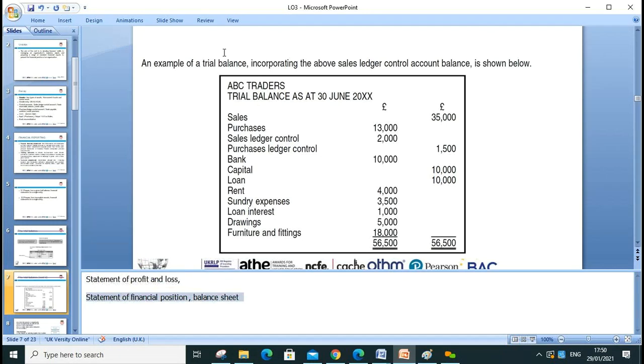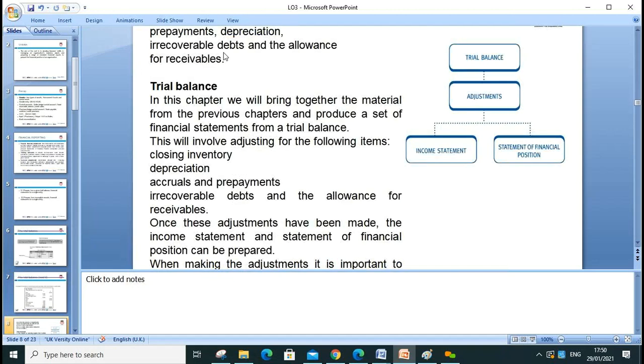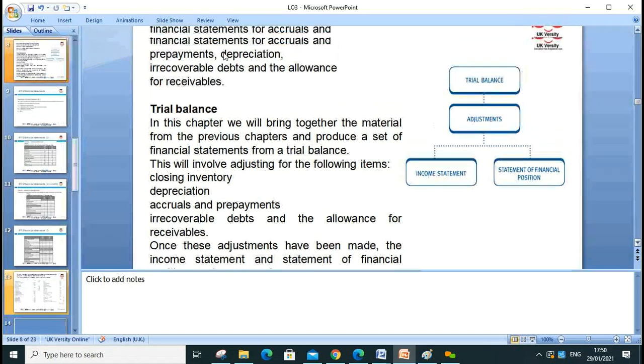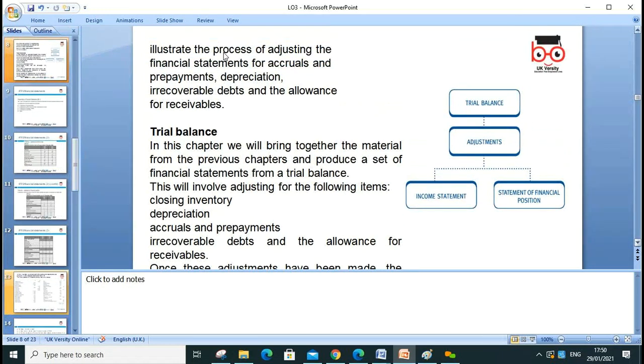Furniture. Balance sheet, yes, it is an asset. So that's the way, which we'll go through in detail. We'll do more questions. Okay, so as earlier, we illustrate the process of adjusting financial statements for accruals, prepayments, depreciation, irrecoverable debts, and allowance for receivables. So that will be the trial balance in this chapter, in this lesson, we can say.